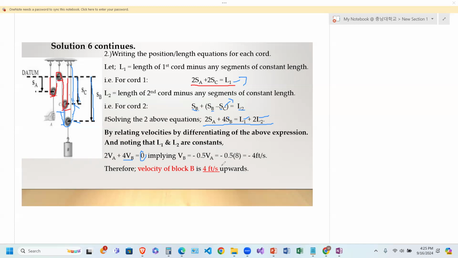Remember, our VA was given as 8. That means VB would be a half of VA, but in the opposite direction. As VA is moving downwards, VB would be moving upwards. Therefore, the velocity of block B is 4 feet per second, moving upwards. I hope that example is very simple and very clear to everyone.